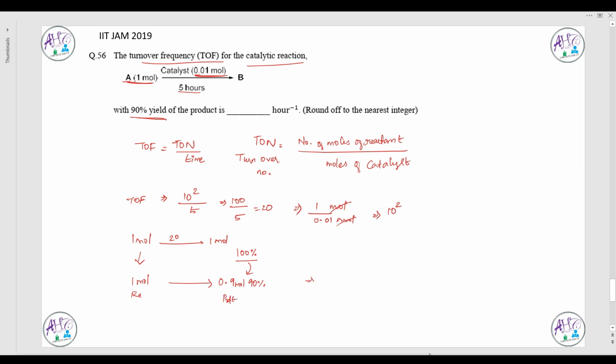ஸோ இப்போ நம்ம டர்ன் ஓவர் ஃப்ரீக்வன்சி எப்படி எஃபெக்ட் ஆகும்னா, your turnover frequency for 90% yield is going to be, okay, your turnover frequency for 100% yield in A, yield was 90%, so this is going to be 0.9 into 20. So இது பண்ணீங்கன்னா என்ன ஆகும்? This is going to be 18, the turnover frequency is going to be 18. Okay, so 18 is the correct answer.